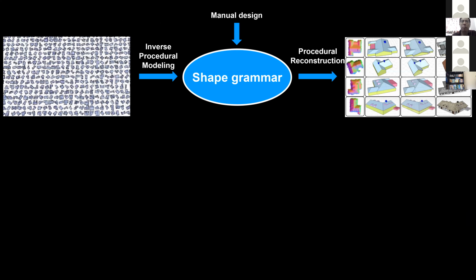When we wrote a paper, the top, that was our mindset. We want to use a shape grammar to help reconstruction. This is a very strong domain knowledge. And we made shape grammar manually, but there's another field called inverse procedural modeling, which takes examples, then derives a grammar.